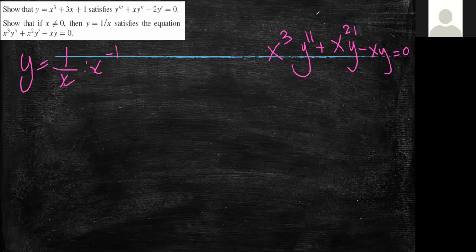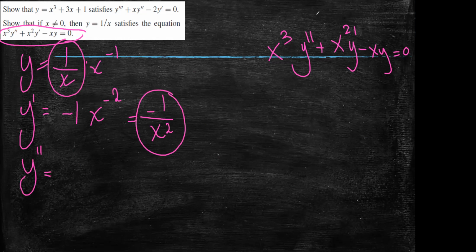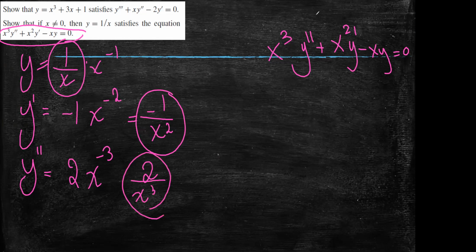I want you to show or prove it. So y is 1 over x, or x to the power negative 1. So y prime will be negative 1 x raised to the power negative 2, or negative 1 over x squared. And y double prime is negative 1 times negative 2, which is 2, x raised to the power negative 3. Is it clear? Yes, teacher.